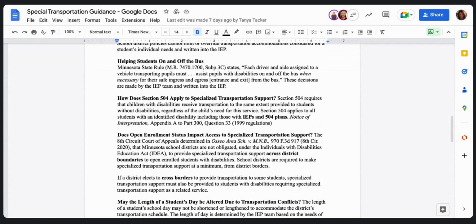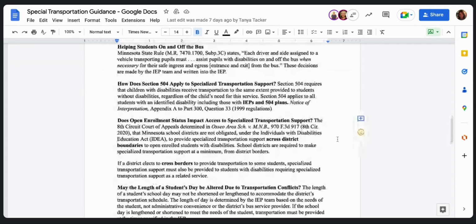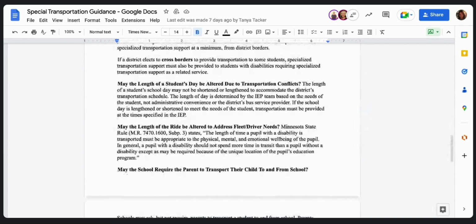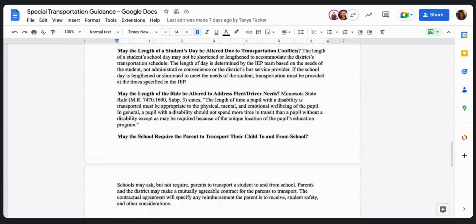Also, what differences we have with students who are open enrolled. Some school districts still choose to cross over borders. However, it is not necessary for them to do that anymore. So some parents have questions about that, and this is a really good place to get that specific information, depending on what your district does.